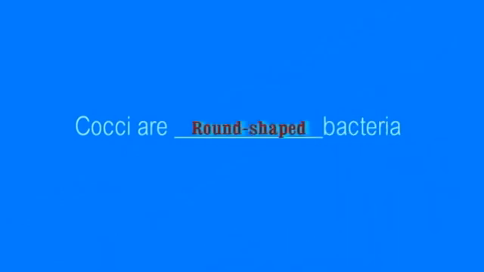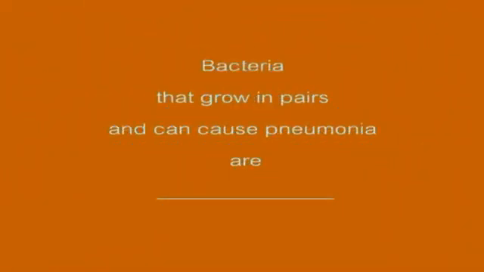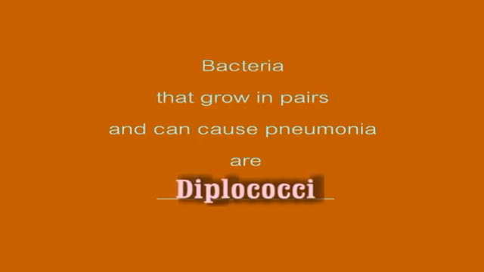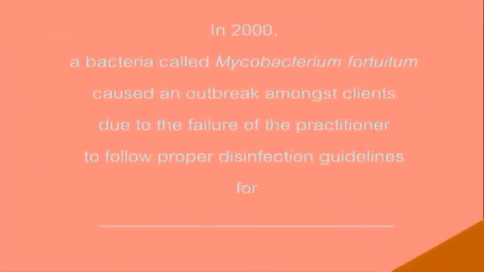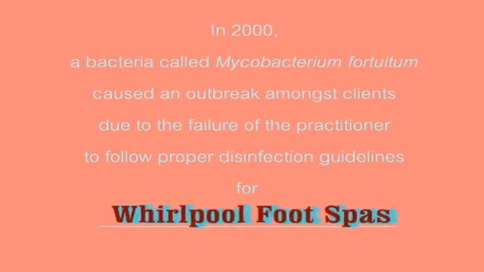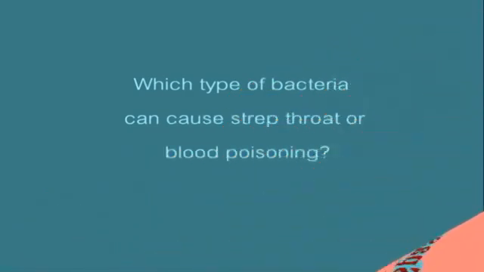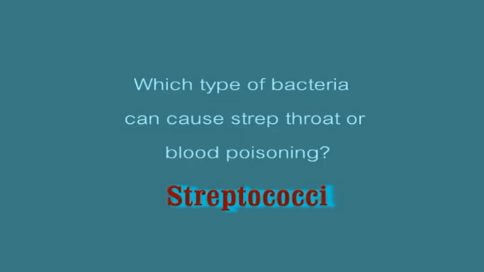Cocci are round-shaped bacteria. Bacteria that grow in pairs and can cause pneumonia are Diplococci. In 2000, a bacteria called Mycobacterium fortuitum caused an outbreak amongst clients due to the failure of the practitioner to follow proper disinfection guidelines for whirlpool foot spas. Which type of bacteria can cause strep throat or blood poisoning? Streptococci.